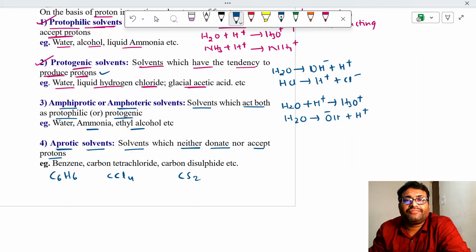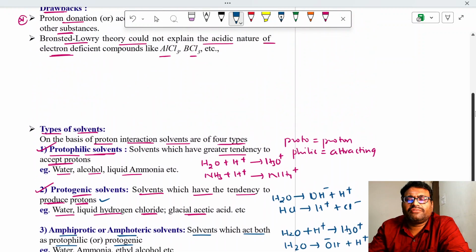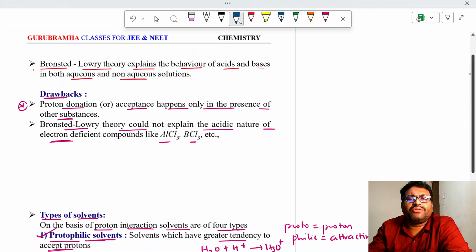Okay. So that is about the Bronsted-Lowry theory of acids and bases.